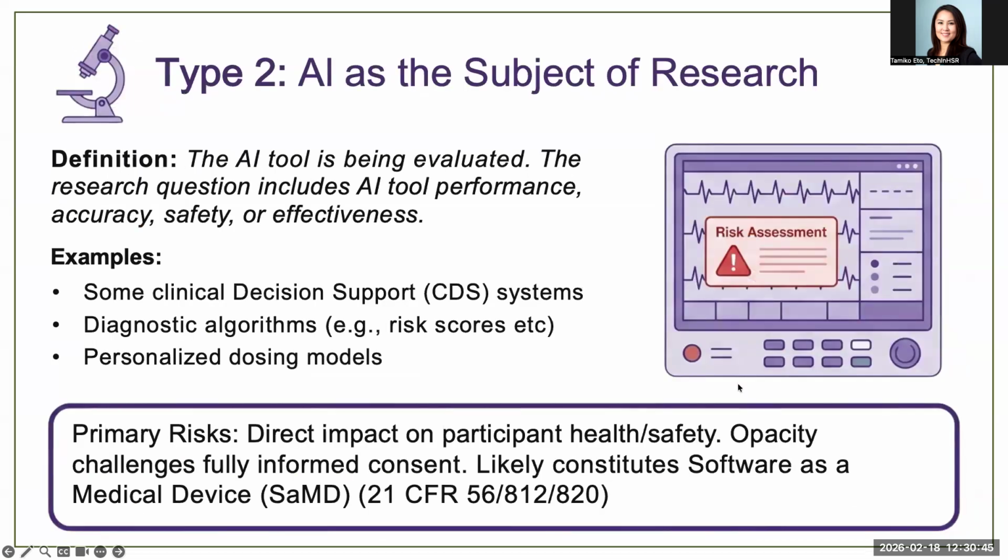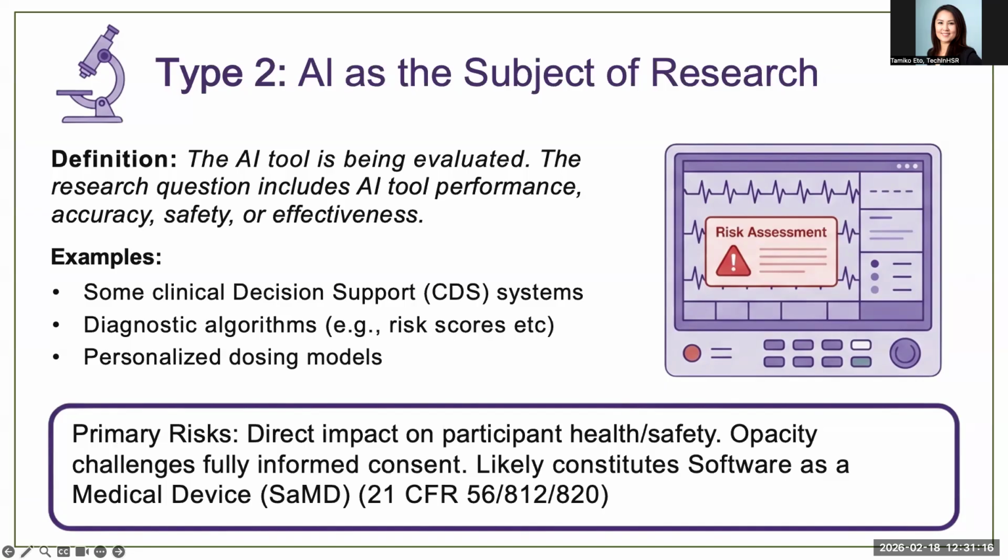Okay, so let's move on to a more complex situation, which is type 2, when AI is not just a tool. It's actually the focus of the research in part or in whole. So in this case, the AI tool is being evaluated. The research question includes the AI tool's performance, accuracy, safety, or effectiveness.